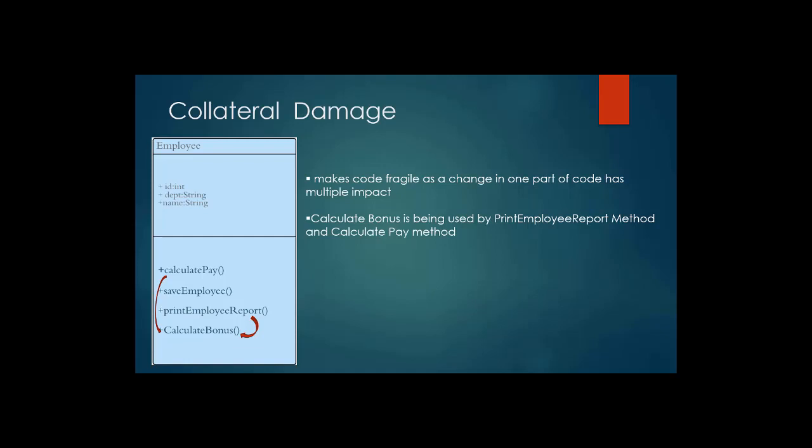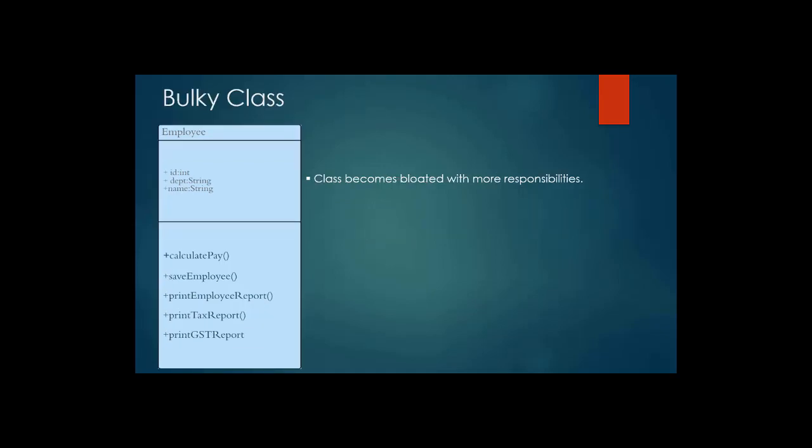One of the symptoms of violation of SRP is that it makes the class bloated and bulky with additional responsibility, as shown here. Say you want to add logic for 2 new tax reports, say a normal tax report and a GST report, then more and more report functions are created, which pollutes the Employee class. The Employee class has now become polluted with additional methods dealing with reports.